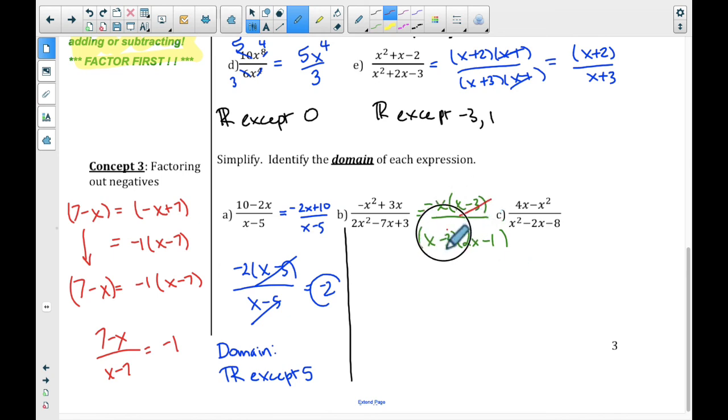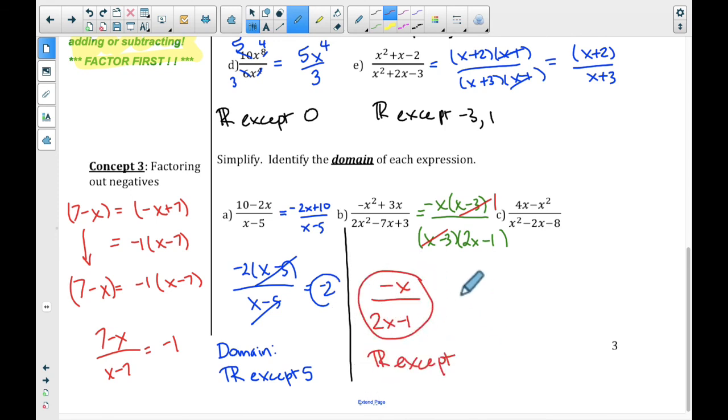X minus 3 over x minus 3 simplifies to 1. So this final answer is negative x over 2x minus 1. What's the domain? Domain is all real numbers except for 3, and a positive 1/2. Even though it was canceled out, we still have to think about it.